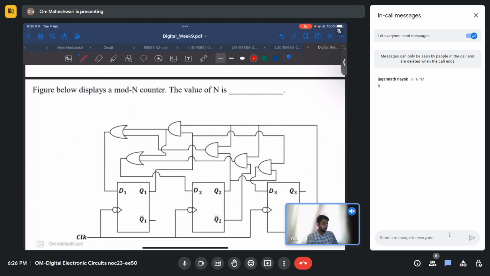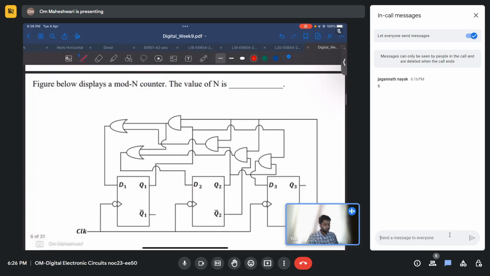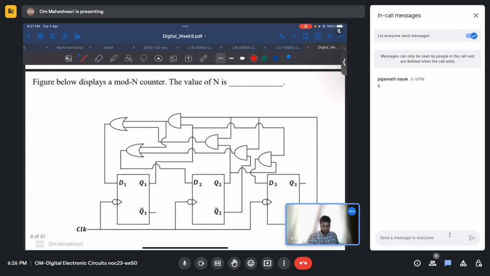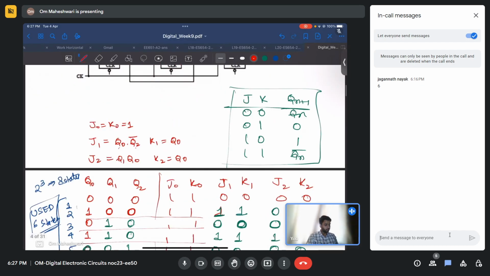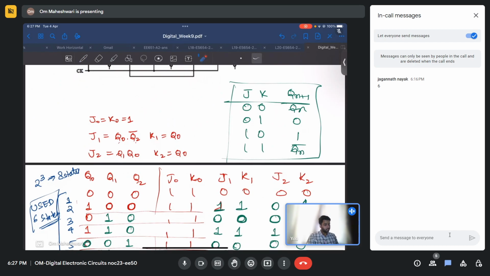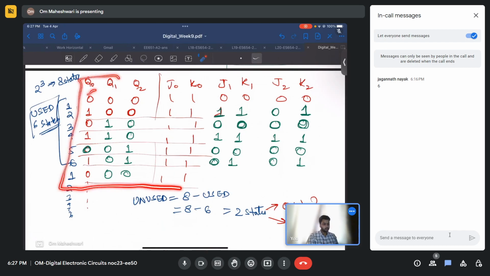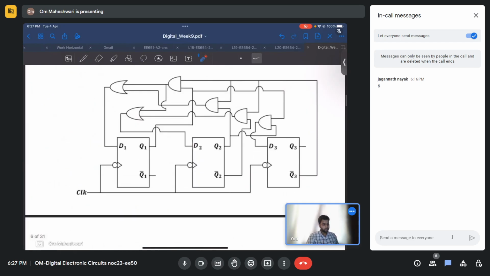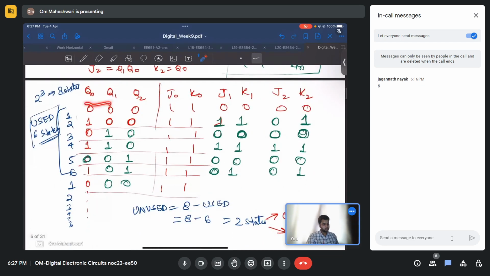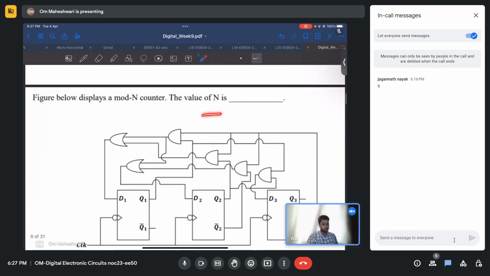So the figure below displays a mod n counter. The value of n is... so again, we have to figure out these relations that we saw here, what is J, K and everything. Then we have to follow this procedure to figure out what all states we go through before it starts to repeat, right? So mod is actually the number of states we go through. So 6 is the mod here. Similarly, we have to find what the mod is here.